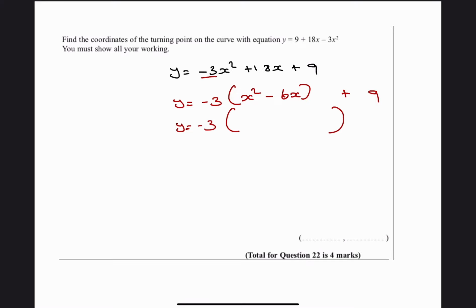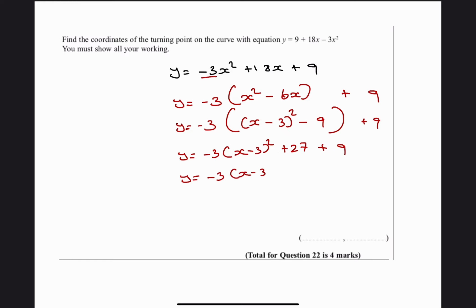Let's do the x squared minus 6x, let's do the completing the square. Small bracket, x minus 6 becomes 3 squared, always take away 3 squared, which makes it 9, plus 9. Let's expand the bigger bracket. y is equal to minus 3, little bracket, x minus 3 squared. Minus 3 times minus 9 is plus 27, plus 9. y is equal to minus 3 times x minus 3 squared, 27 plus 9 is 36.